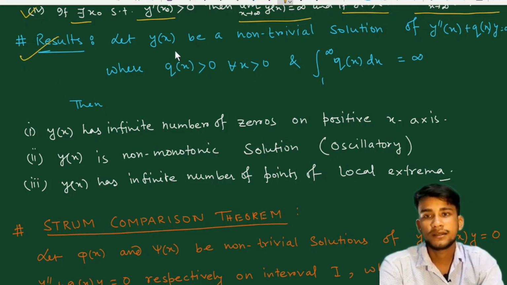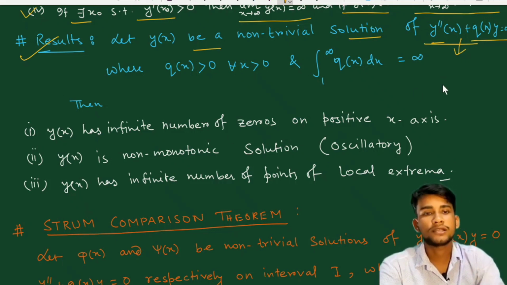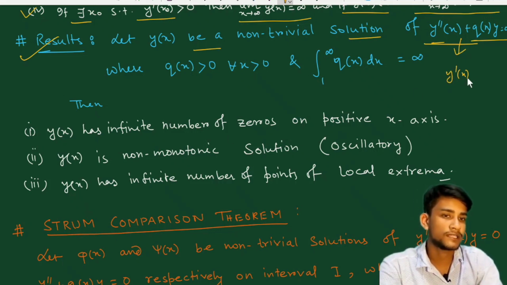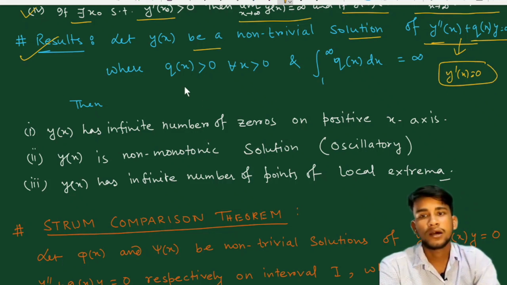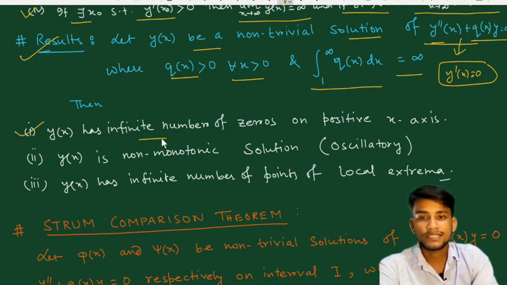Now the result is, let y(x) be a non-trivial solution of y''(x) plus q(x) y equal to 0. That is, here the first degree differentiation term has vanished. Okay. That is, in this case y'(x) term is zero, where q(x) is greater than 0 for all x greater than 0, and the integral from 1 to infinity of q(x) dx is less than infinity. Okay. Then y(x) has an infinite number of zeros on the positive x axis.